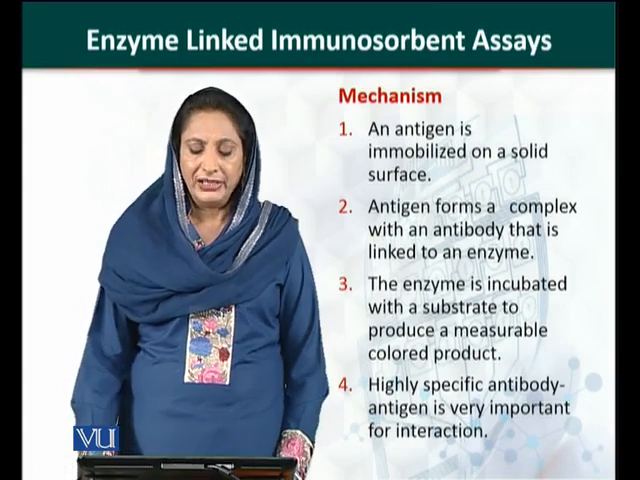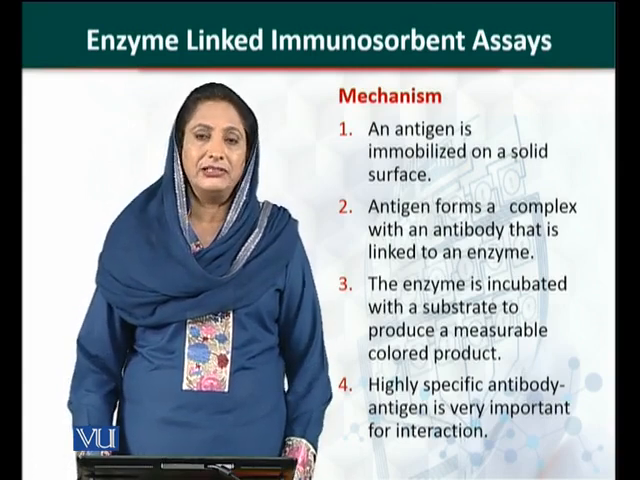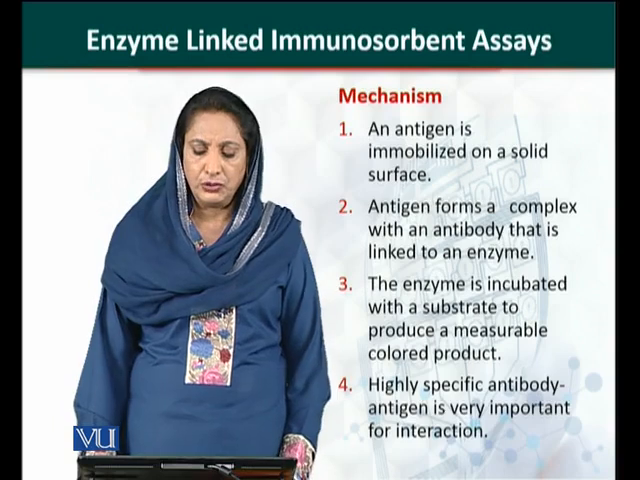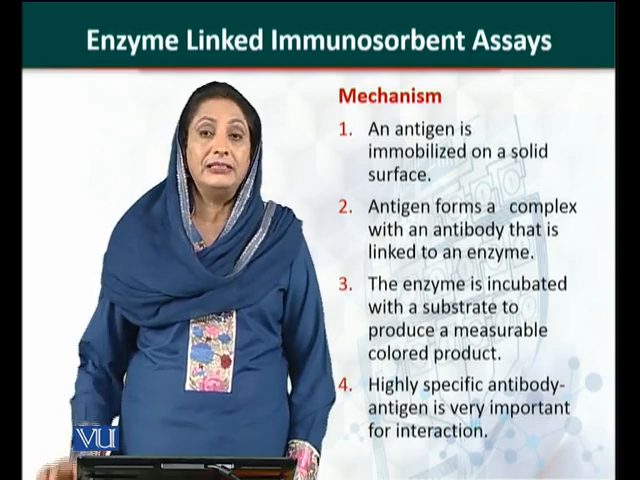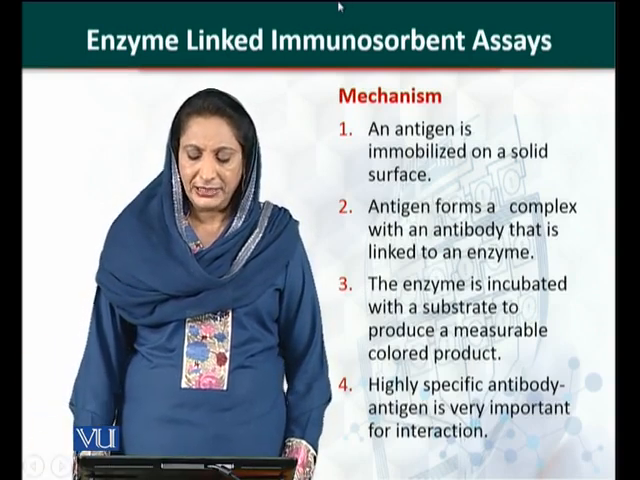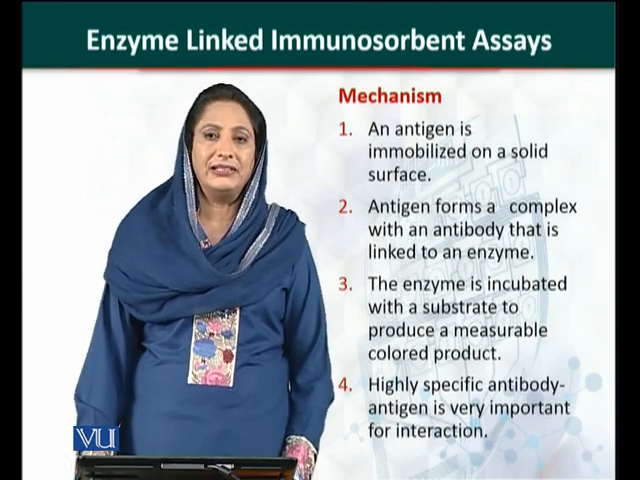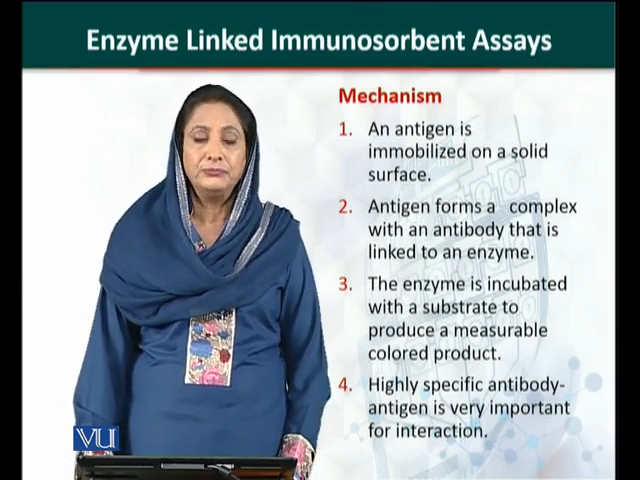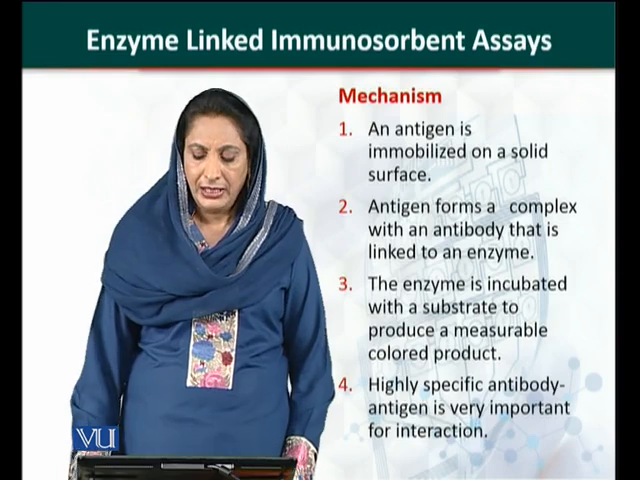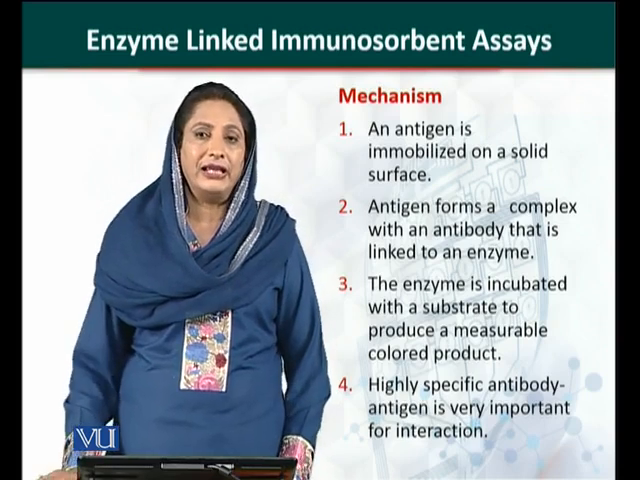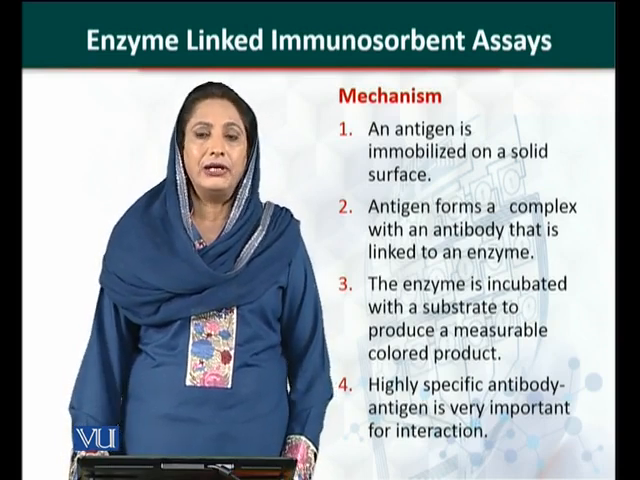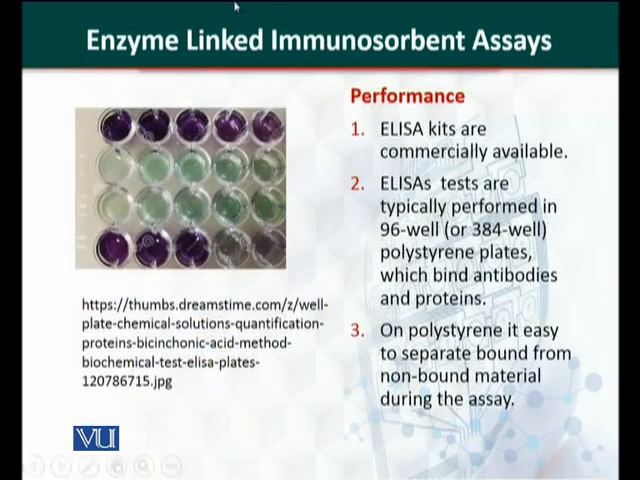Now, what is the mechanism for ELISA? In this mechanism, an antigen is immobilized on the solid surface, and this solid surface is the polystyrene based dishes, and the antigen forms a complex with an antibody, and this antibody is linked to an enzyme about which I have talked earlier, and the enzyme is incubated with the substrate. As a result, a colored product is produced. The use of such a mechanism leads to highly specific interaction between the antibody and antigen, and that antigen reaction is detected by the use of hydrogen peroxide and the colored substrates.